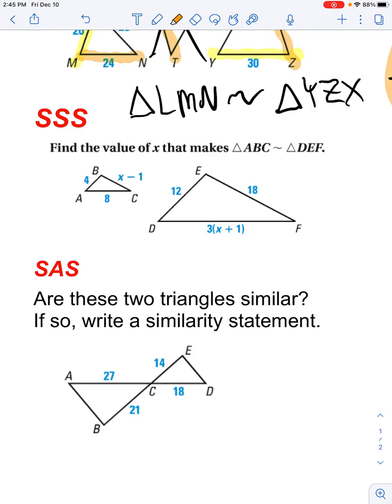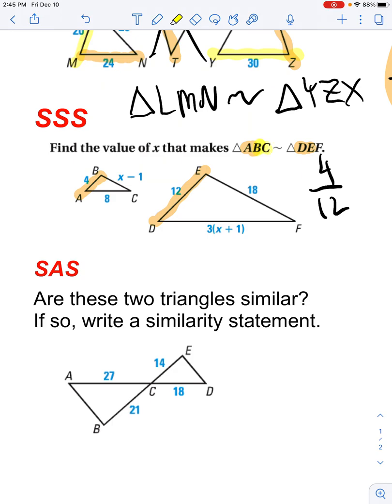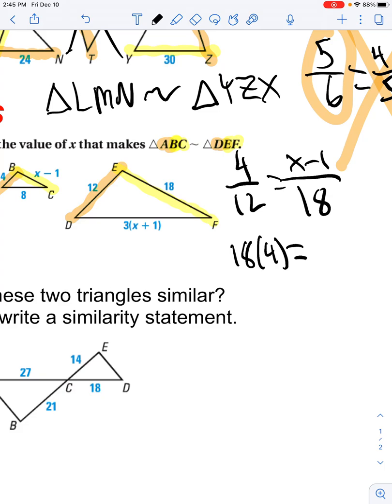Find the value of x that makes this true. Again, AB are my first two letters, and that corresponds with DE. So AB and DE, okay? I'm going to use that and say 4 over 12. Now I want to think about where my x values are. I've got BC as x, which is my second and third letters, so that needs to match up with EF. BC, EF. That equals x minus 1 over 18.